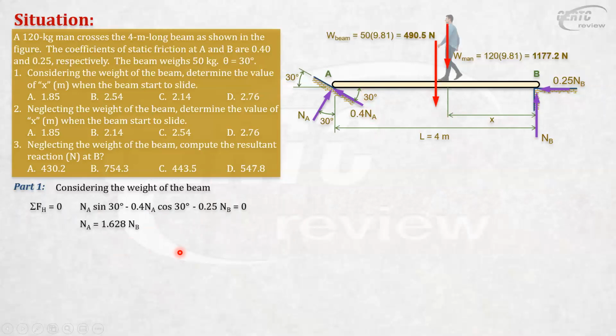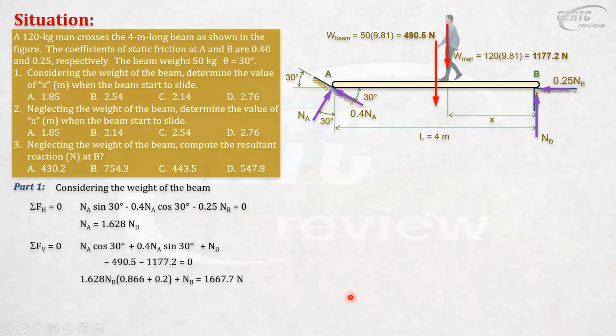So, we have 1 equation already. One more na lang. And that will be summation of forces vertical equals zero. Okay, so what will that be? Going up muna tayo. NA cosine of 30 degrees plus 0.4 NA sine of 30 degrees, all right? Plus NB, going up. Okay, minus, we will consider the weight of the beam. We are in part 1. Minus the weight of the beam and minus the weight of the man equals zero. Then that equation becomes like this. And finally, here I just factored out, I combined the NAs here, okay?